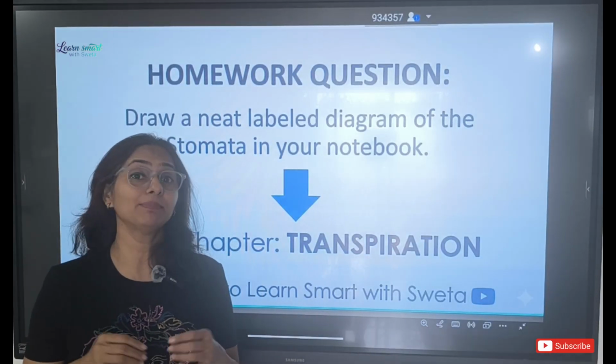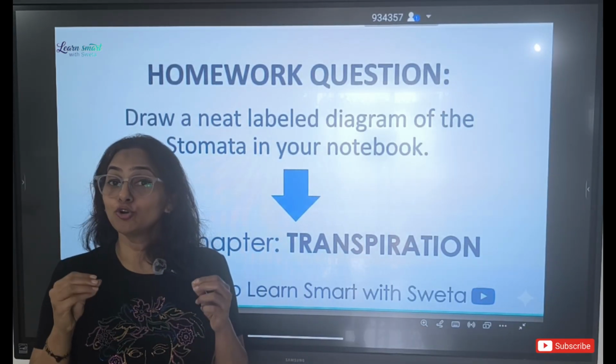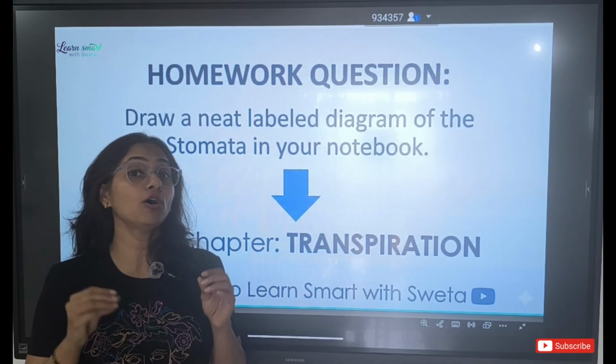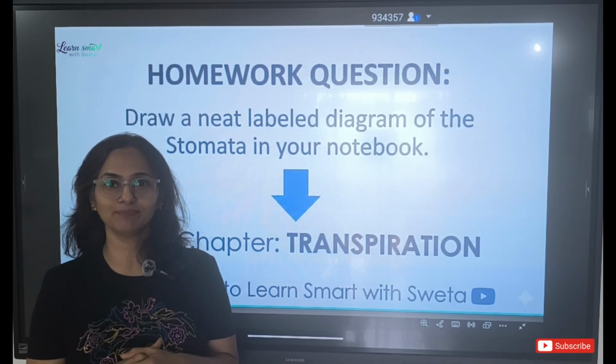Next, I am doing the chapter transpiration with you. So draw a neat labelled diagram of stomata in your notebooks today.